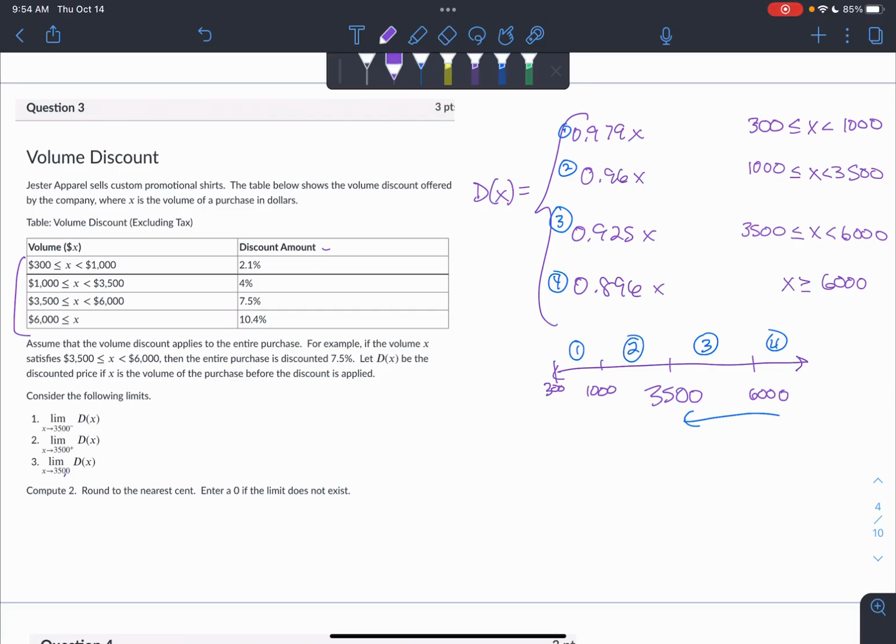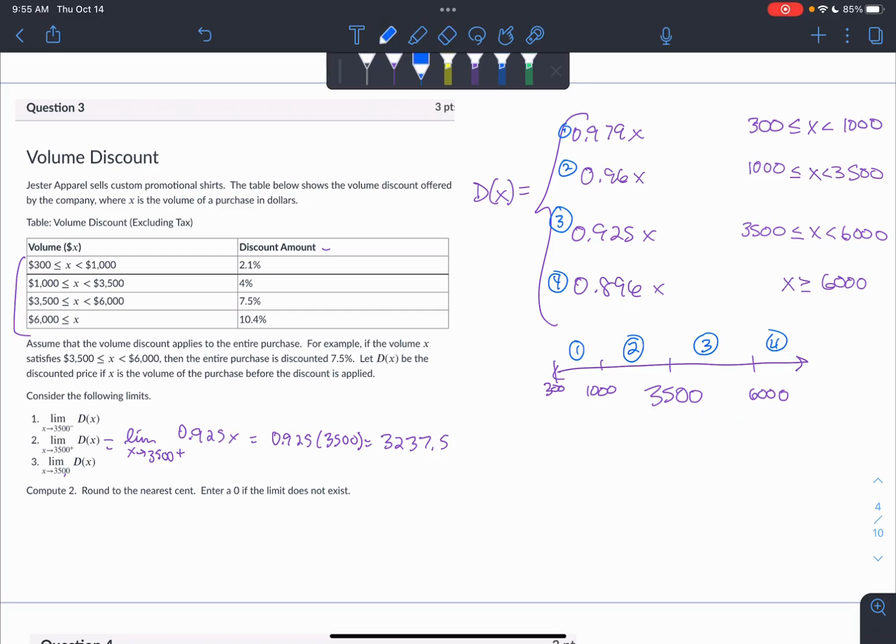If we're coming from the right, I want to look at my third piece. Sorry, I skipped a 2. So we want to find the limit as x goes to 3,500 from the right of my third piece of d of x, 0.925x. And so you just plug it in, see what happens. And I got 3237.5. Let's see what happens when we go from the left.